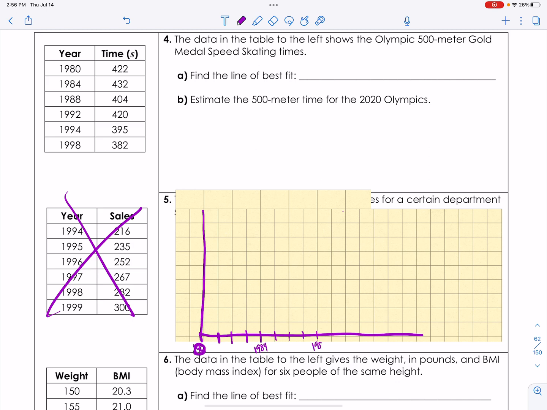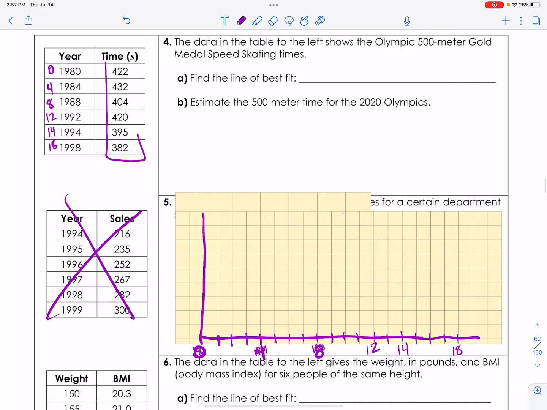So 1988. So this would be 4, 8, 12, 14, 16, 18. Okay, so I'm just changing these to 0, 4, 8, 12, 14, 18, just so you can see, because then we can make an equation easier.